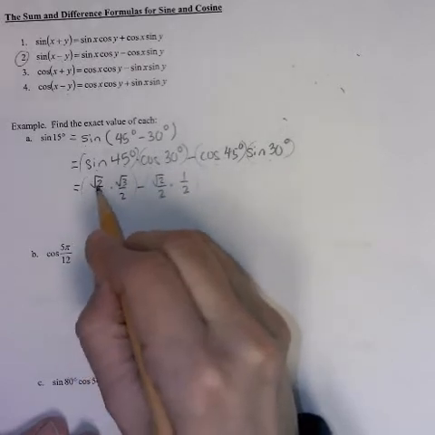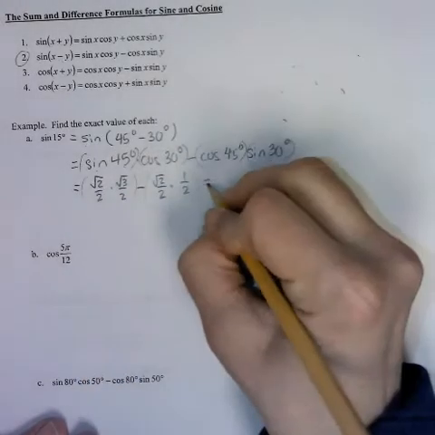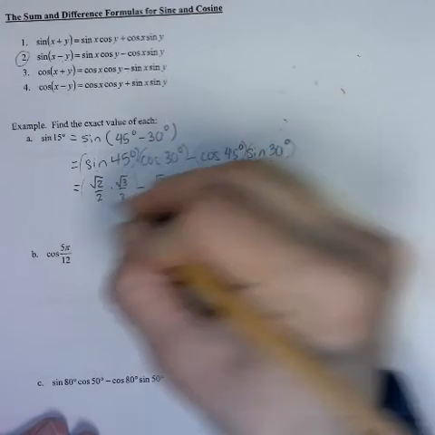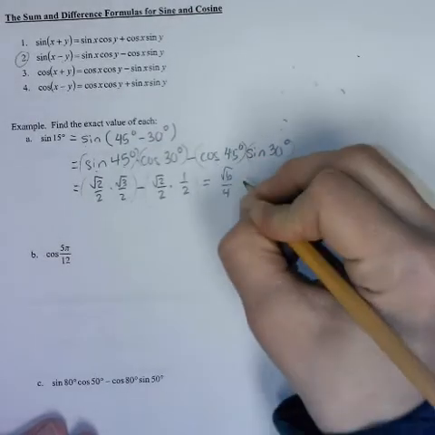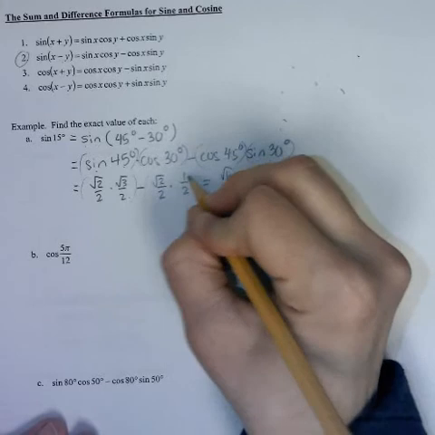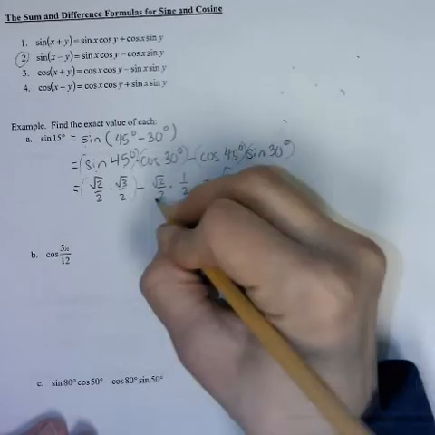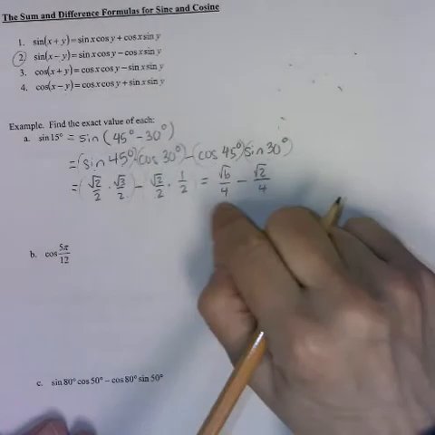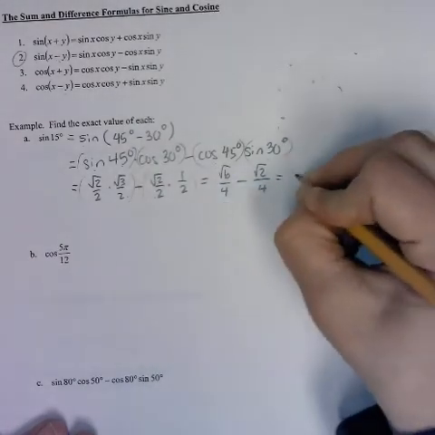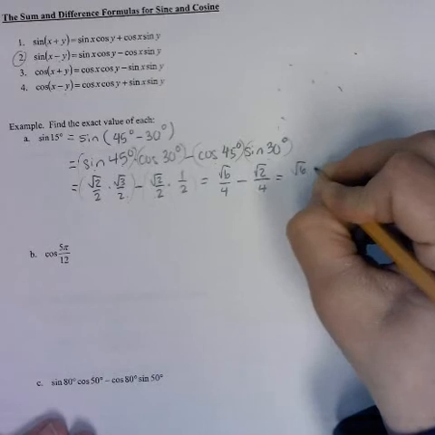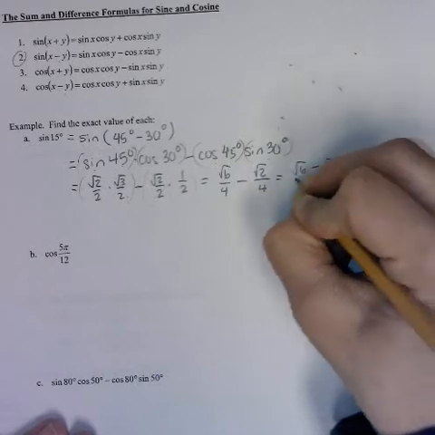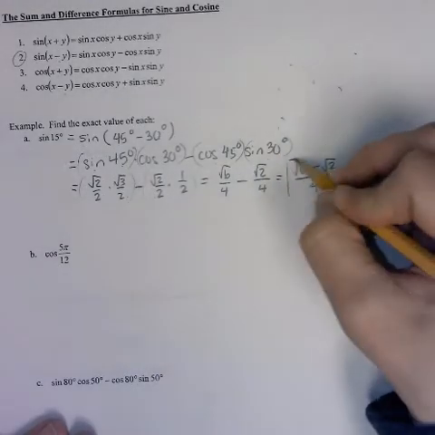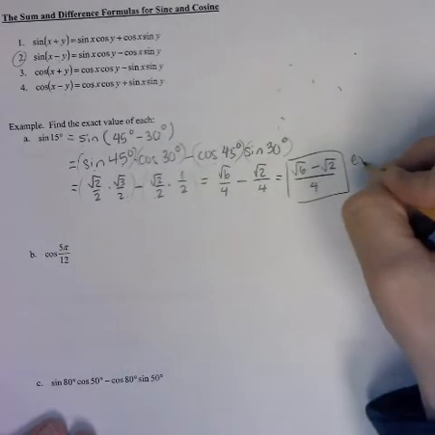So multiply the fractions. Square root of 2 times the square root of 3 is the square root of 6. 2 times 2 is 4. Minus square root of 2 times 1 is the square root of 2. 2 times 2 is 4. And these already have a common denominator, so we can combine into one fraction, square root of 6 minus the square root of 2 all over 4. So this is the exact value.